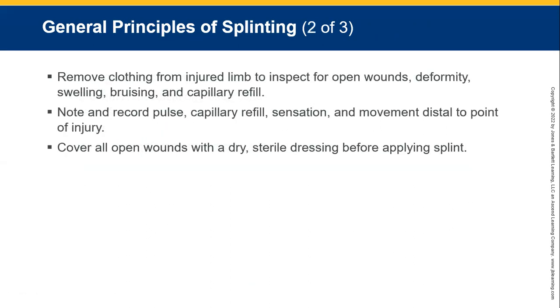General principles of splinting. We need to inspect for open wounds, especially if you see bleeding or things like that. We need to remove the clothing from the injured limb and check to see if we need to control bleeding or not. The bleeding has stopped. Cover the open wound to prevent infection and things like that from getting in. Always check for sensation, capillary refill and distal movement below the point of injury, and record your findings.